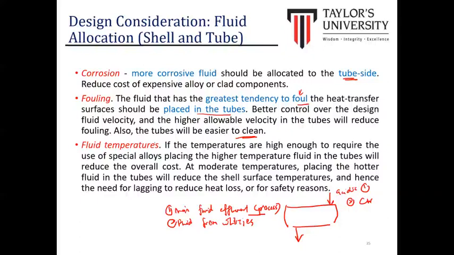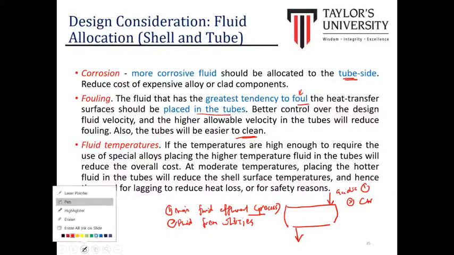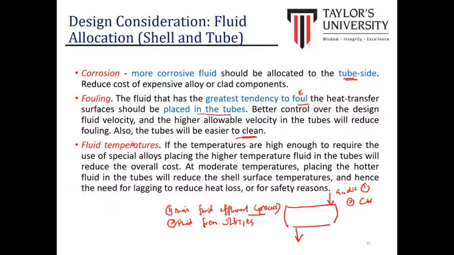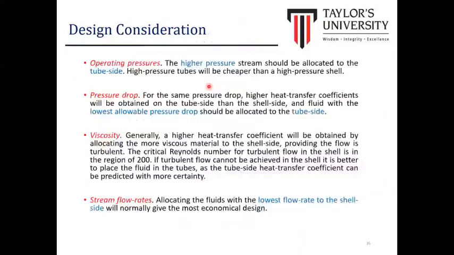Okay, next factor is the fluid temperature. If the temperatures are high enough to require the use of special alloys, placing the hotter fluid in the tube will reduce the overall cost. Okay, at moderate temperatures, placing the hotter fluid in the tubes will reduce the shell surface temperatures, hence reducing the need of lagging to reduce heat loss for safety reason. So based on the fluid temperature, we can decide to allocate the fluid in shell or tube.